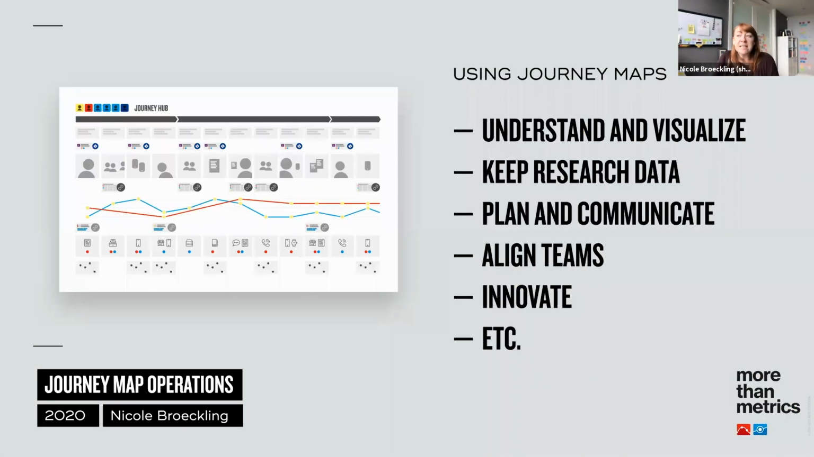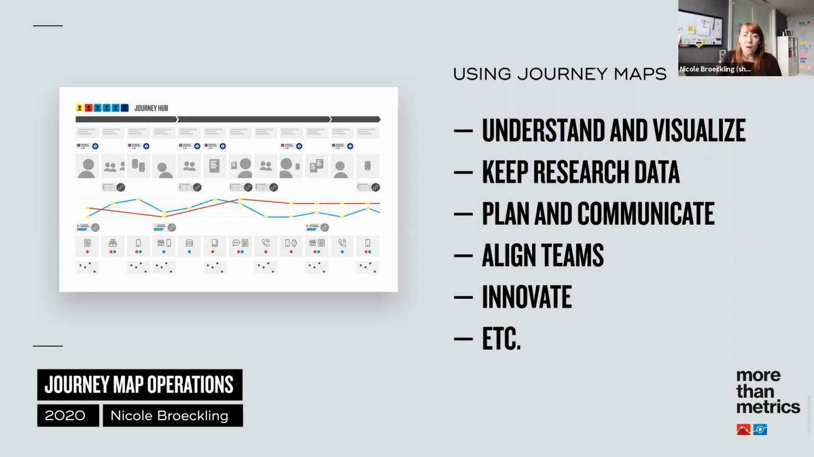So the first thing is around using journey maps. What do we normally use them for? We use them for a lot of different things, to understand and visualize our customers' experience. Maybe we're really organized, and so we're using it as a hub for our research data. We're using them hopefully as tools to help us plan and communicate with other departments and get alignment with teams and ultimately innovate our products and services.